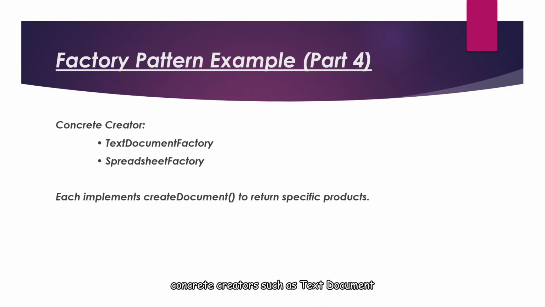In the concrete creators such as TextDocumentFactory and SpreadsheetFactory, we implement the createDocument method. The TextDocumentFactory will return an instance of TextDocument, while the SpreadsheetFactory will return a Spreadsheet. This design ensures that the client code can create documents without knowing the specific class being instantiated.